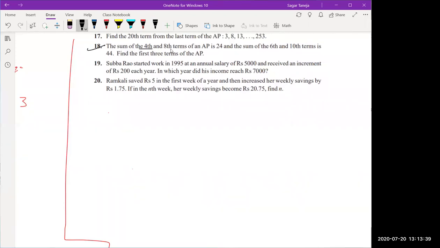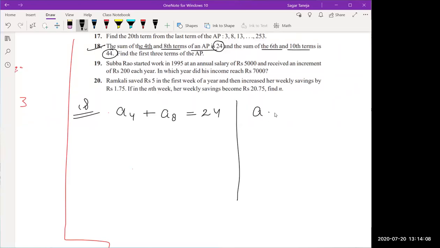Sum of fourth and eighth term of an AP is 24. Just make statements accordingly, the way it is written here. The sum of fourth and the eighth term is 24. And on the other side, the sum of sixth and 10th term is 44.